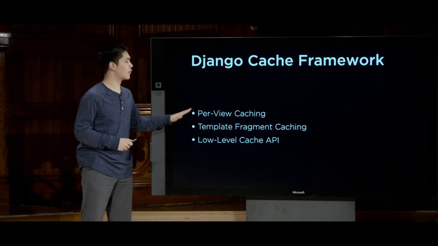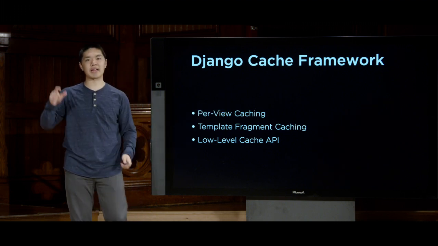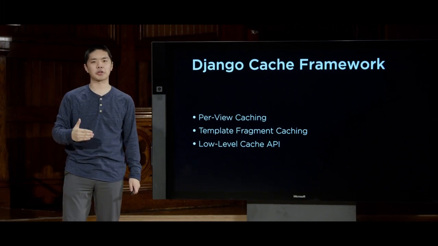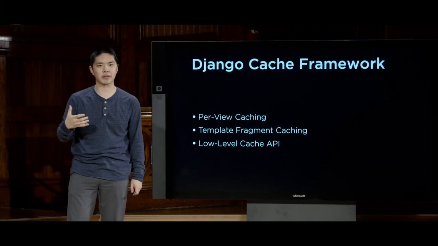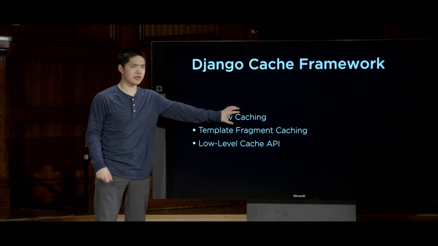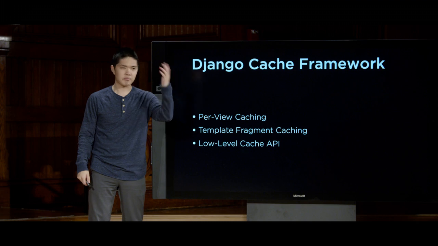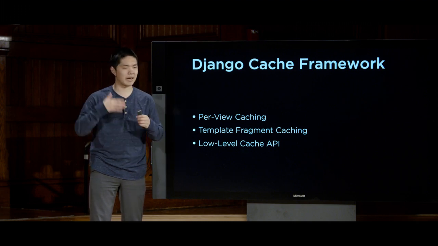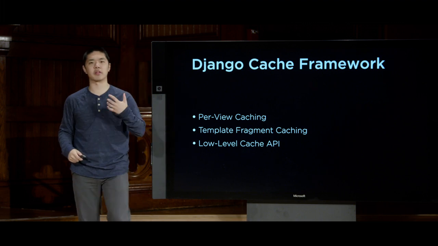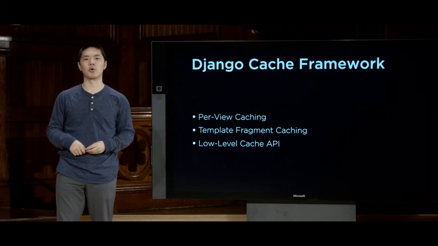So there are per view caches where you can specify a cache on a particular view to say that rather than run through all this Python code every time someone makes a request to this particular view, instead, just cache the view so that for the next 30 seconds or 30 minutes, the next time someone tries to visit the same view, go ahead and just reuse the results of the last time that that view was loaded.